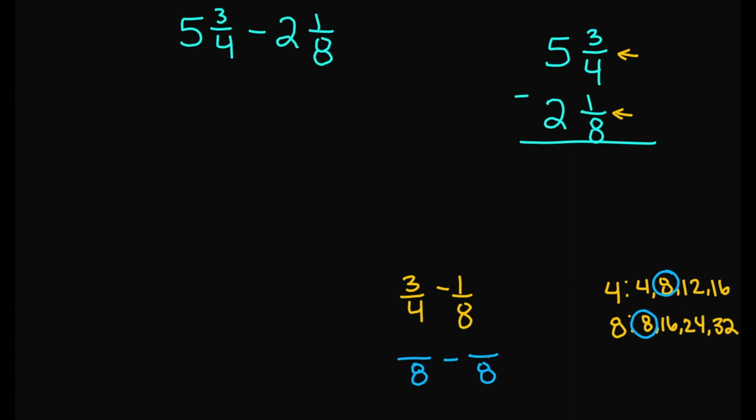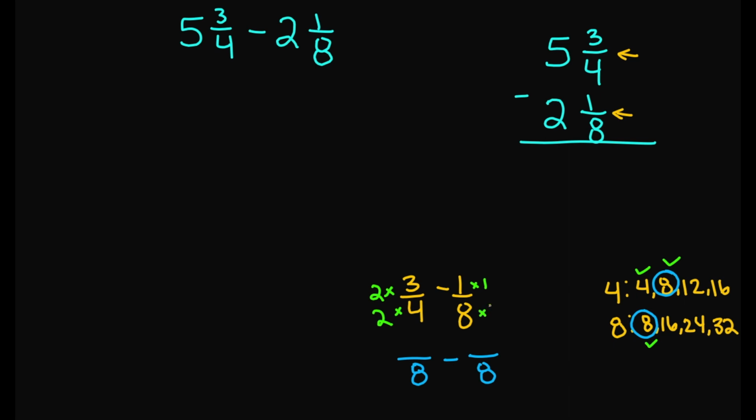So what number times my 4 is going to give me 8 in my denominator? That's going to be 2. Multiply top and bottom here by the number 2. And then for my 8, I already have 8 in my denominator, so you can just multiply top and bottom by 1.